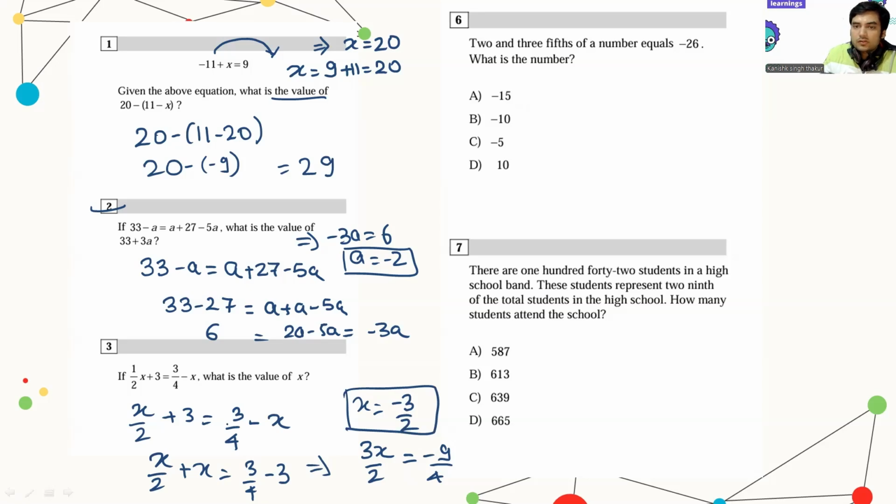Okay. Now let's solve, see these word problems. 2 and 3/5 of a number is equal to negative 26.